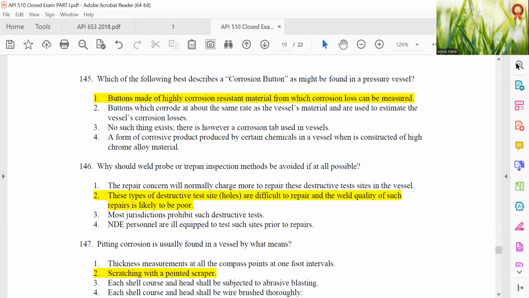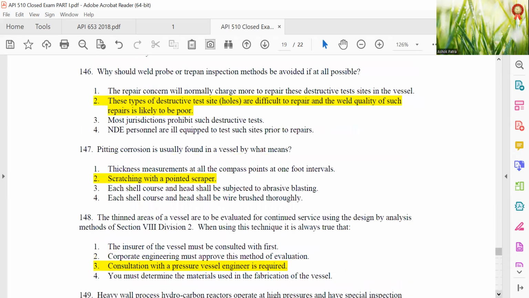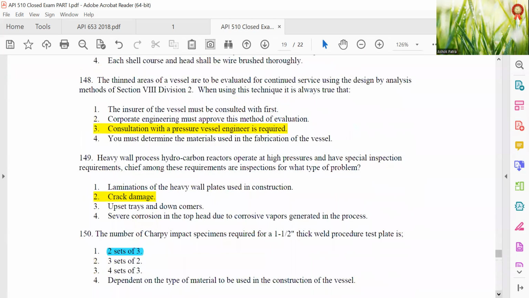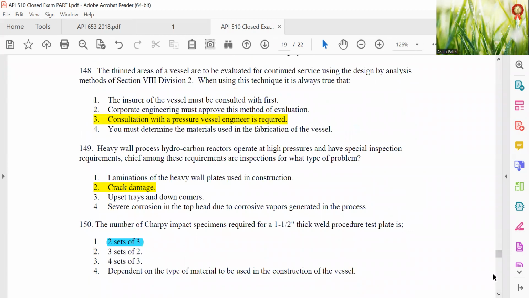Heating corrosion is usually found in a vessel by what means? Scratching with a pointed scraper. The thinned area of a vessel is to be evaluated for continued service using the design by analysis method of Section 8 Division 2. When using this technique, it is always true that consultation of the pressure vessel engineer is required.